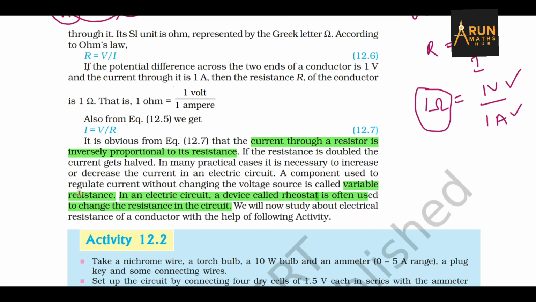Okay? Why do we need to change the resistance in the circuit? To change the current, while the potential difference remains constant. To vary the current, what you should do is change the resistance. To change the resistance, what is the component we use? We use a component called a rheostat.